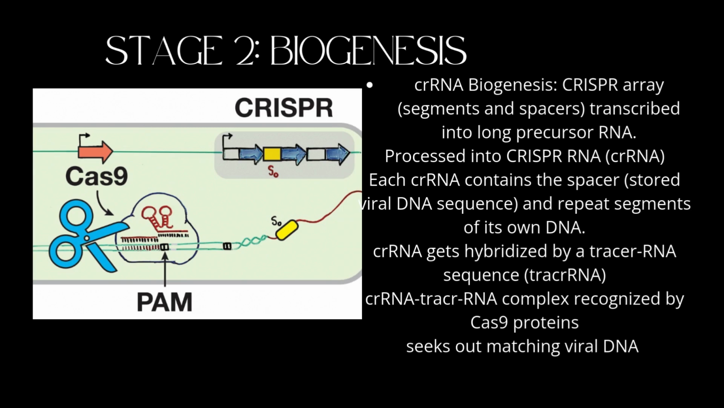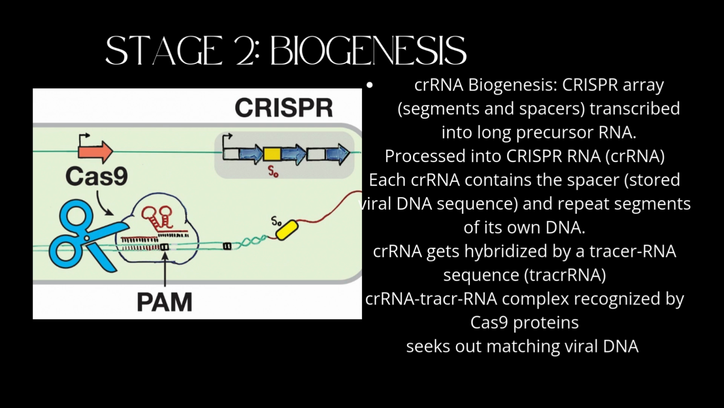Stage 2, biogenesis. The CRISPR array segments and spacers are transcribed into long precursor RNA, processed into CRISPR RNA, crRNA. So that whole idea of CRISPR copying DNA, it can transcribe it into RNA, and for short, it's just crRNA. Each crRNA contains the spacer, the stored viral DNA, like I said. And once that crRNA gets hybridized by a tracrRNA sequence, it becomes a crRNA-tracrRNA bound complex. Once you have this whole complex, it's recognized by the Cas9 protein.